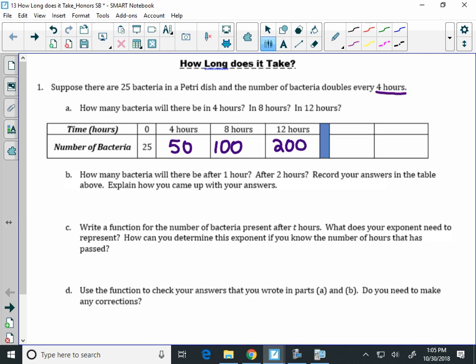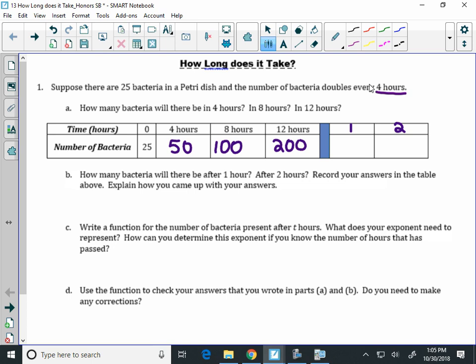Okay. So we're doubling every 4 hours. Now, we want to know how many bacteria will there be after 1 hour and after 2 hours. So this part's a little bit different because we're doubling every 4, not every hour. So I'm actually going to combine B and C together into one question here. Let's come up with an equation for how we could find 1 hour and 2 hours.